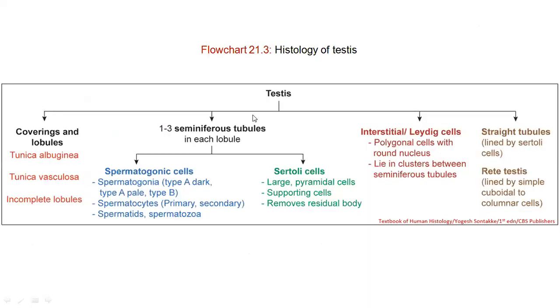So, histology of testis in the form of a flowchart. If you see the coverings, we have 3. It can be a 3 marks question. What are the coverings of testis? The tunica albuginea, tunica vasculosa, and tunica vaginalis. Okay, these are the 3 coverings.